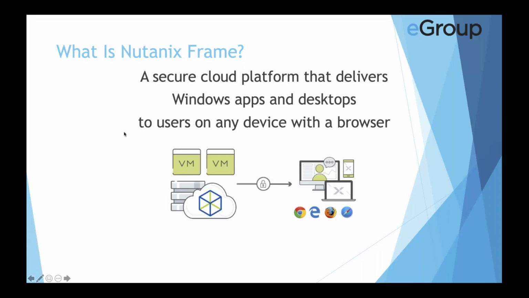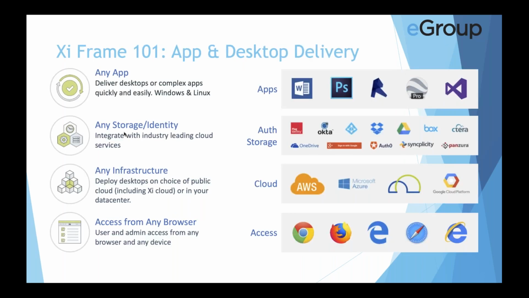So what is Nutanix Frame? It's a secure platform that delivers Windows, apps, and desktops to any user on a device with a web browser. This could be a phone, a tablet, a laptop, a kiosk, you name it. And we're delivering VMs just like we have historically with VDI, both server and desktop VMs, to an end user across a variety of devices. That's the goal. That's kind of table stakes. We have to be able to deliver desktops and apps. Why is Frame a little bit different, right?